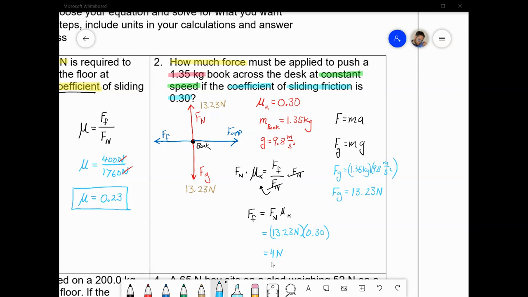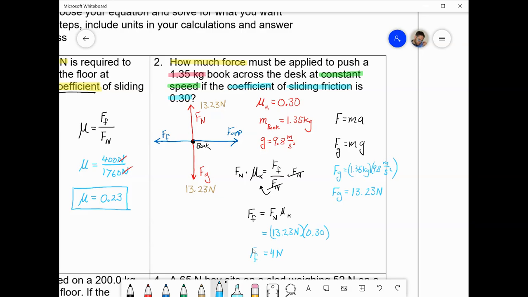All right, so we are very nearly done with this problem. We know that the force of friction is this 4 newtons. But if you look up here at the top, the force of friction being 4 newtons means that the applied force is also going to be 4 newtons, right? And the question here says, how much force must be applied? Well, in order to make all these things be true, the force of friction being 4 newtons means that the applied force is also 4 newtons. So your force applied is going to equal 4 newtons, and this is my final answer.